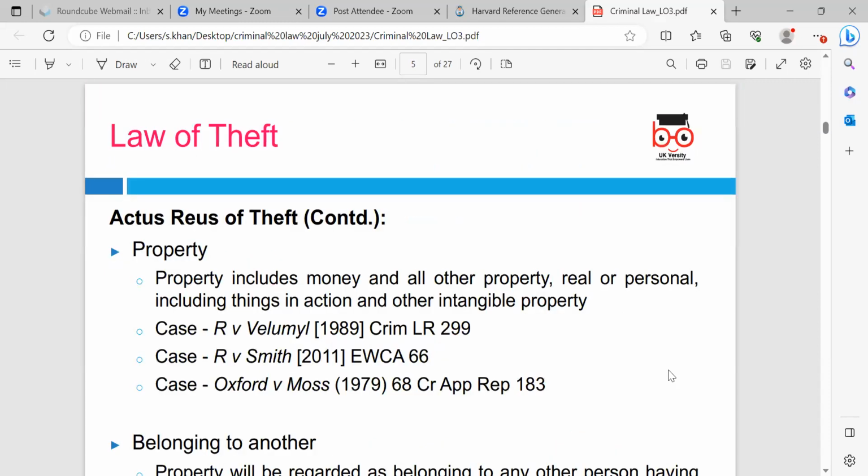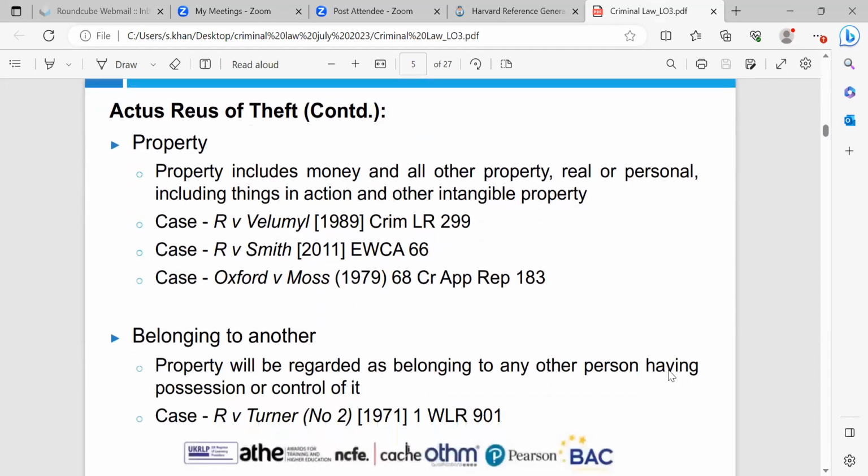The actus reus of theft, and we're going on to property, continued. Property includes money and all other real or personal property, including things in action, other intangible property, and belonging to another. For there to be theft, the defendant must have appropriated the property.